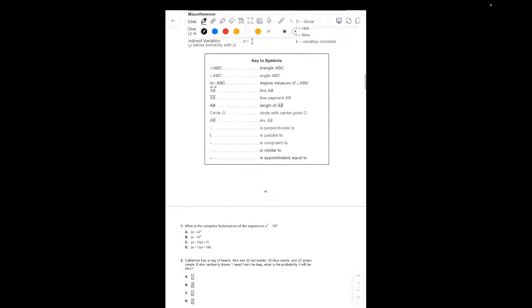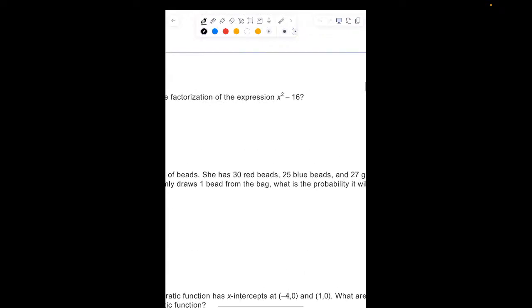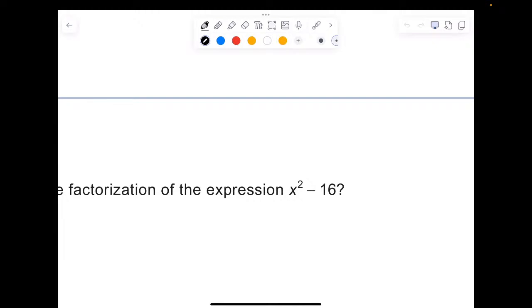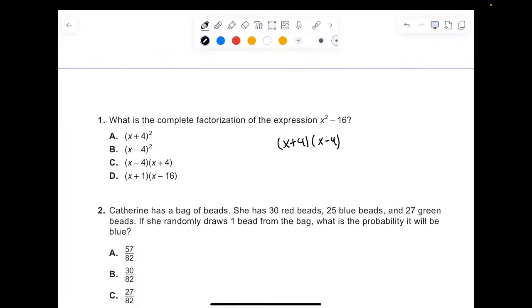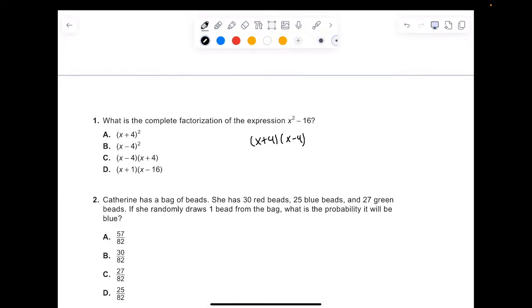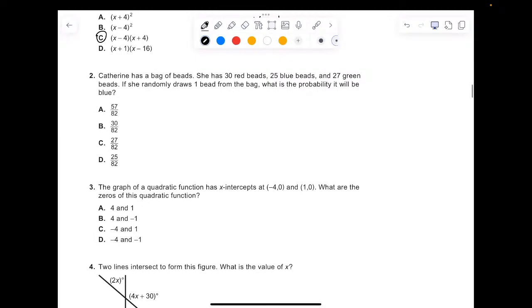Alright. Moving on to question 1. What is the complete factorization of the expression x squared minus 16? Can I flip the screen? x squared minus 16 is going to be x plus 4, x minus 4. See? Oh, it doesn't work. Oh yeah, it does. Okay, cool.